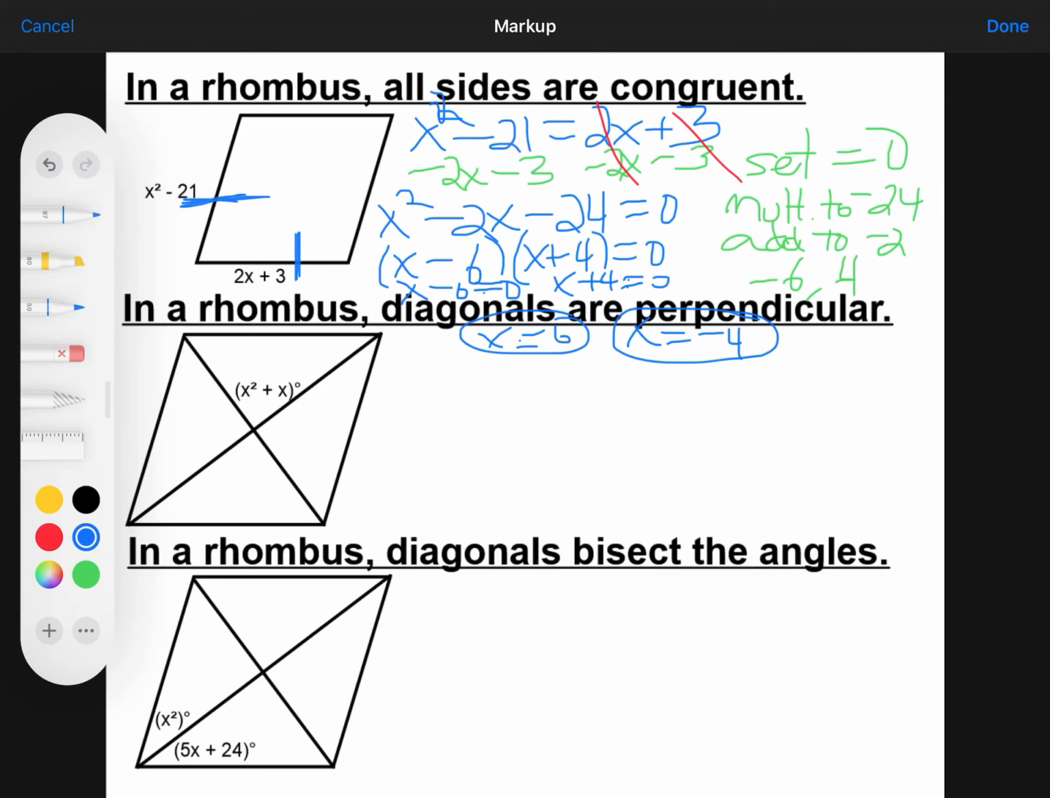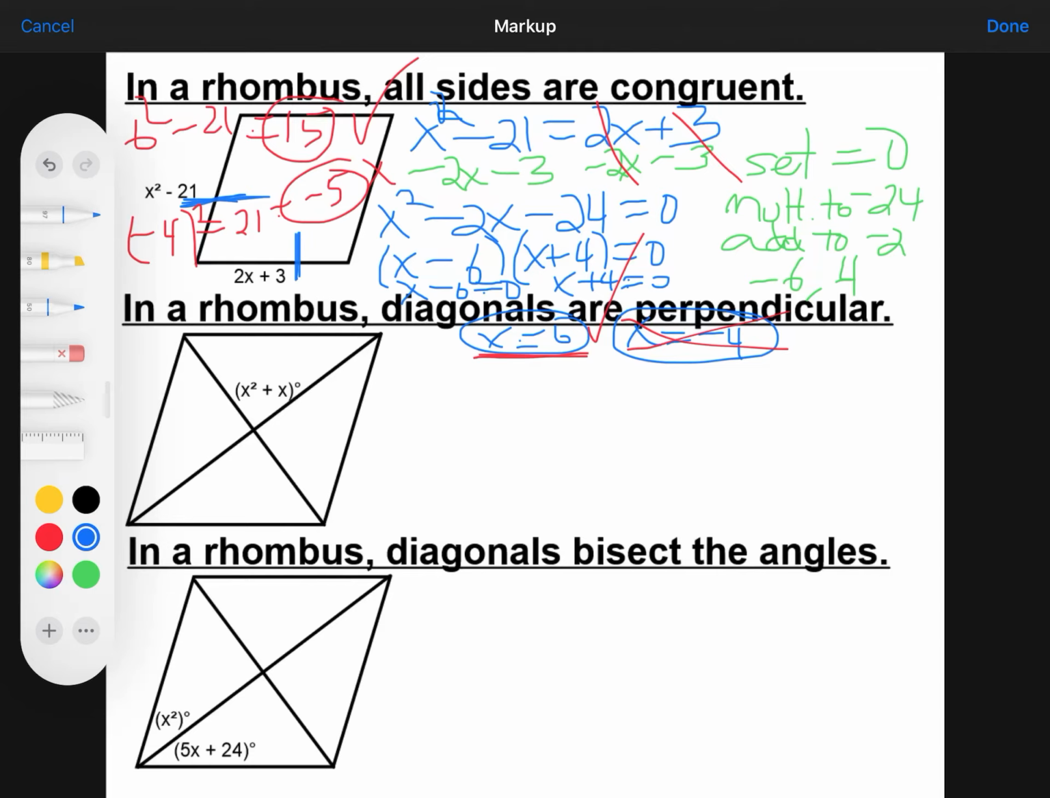From a geometry perspective, however, you have to be careful. If you plug 6 back in, 6 squared minus 21 is 15. Can you have a shape that has a side of 15? Yes. Negative 4, careful if you type it in the calculator correctly, squared is positive 16. Positive 16 minus 21 is negative 5. Can you have a side that's negative 5? No. So actually, there's only one answer to this problem.